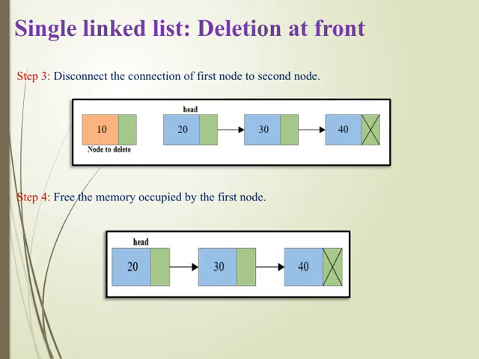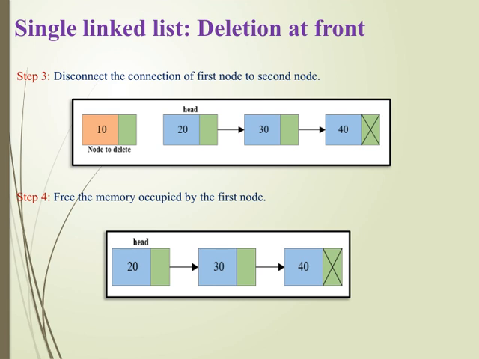Once we've done that, we arrive at step 4, where the next important task is to free the memory that was occupied by the first node. This step is vital because it prevents memory leaks, ensuring that the memory used by the deleted node is properly released and can be reused for other purposes.